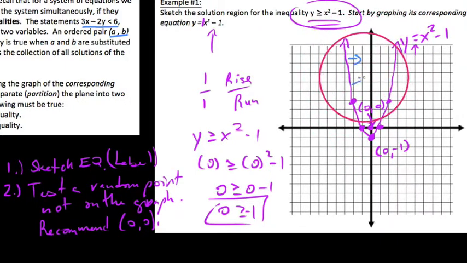And I'm going to recommend that when you shade, since we're going to be doing systems, lots of things shading together, let's put arrows towards the way you want to shade. Or, if you like colored pencils, you could say, hey, here's my solution region right here.